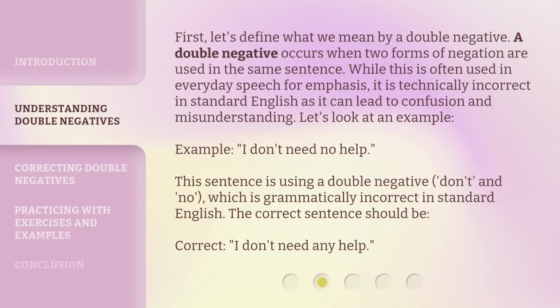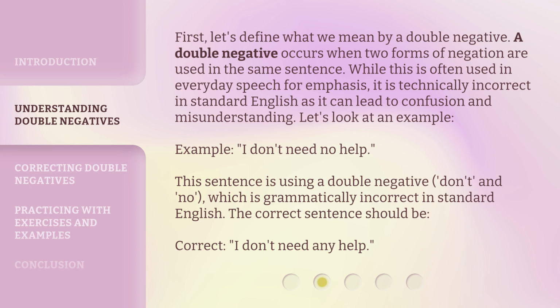First, let's define what we mean by a double negative. A double negative occurs when two forms of negation are used in the same sentence. While this is often used in everyday speech for emphasis, it is technically incorrect in standard English as it can lead to confusion and misunderstanding.